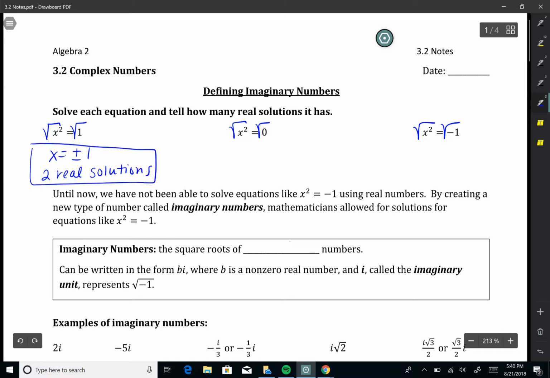Now, moving on to the square root of 0. 0 has only one square root, it is 0. So this has one real solution.